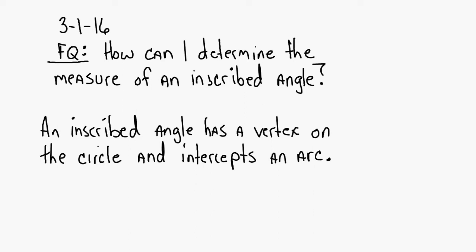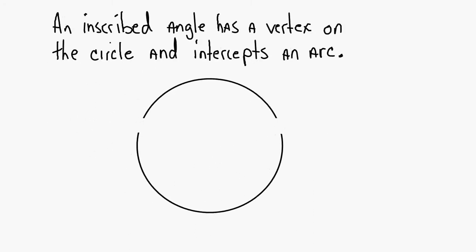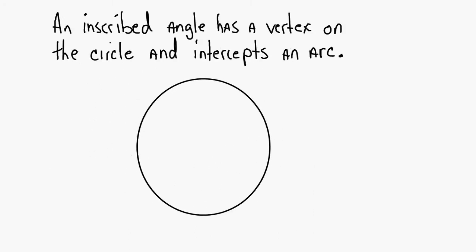So if you take a circle, angle ABC has a vertex on the circle. B is the vertex of the angle. It sits on the circle. And the angle intercepts arc AC.